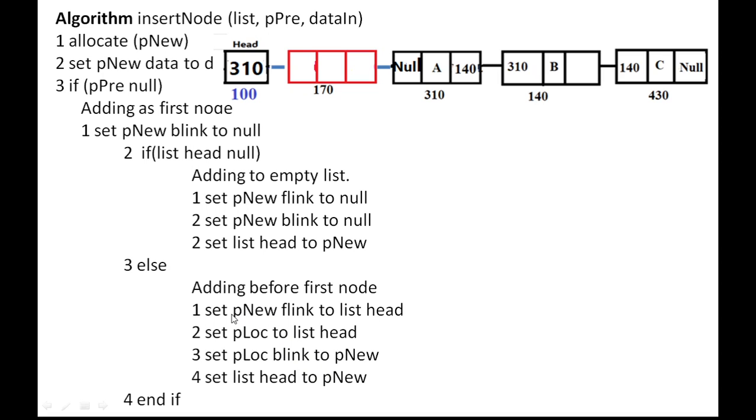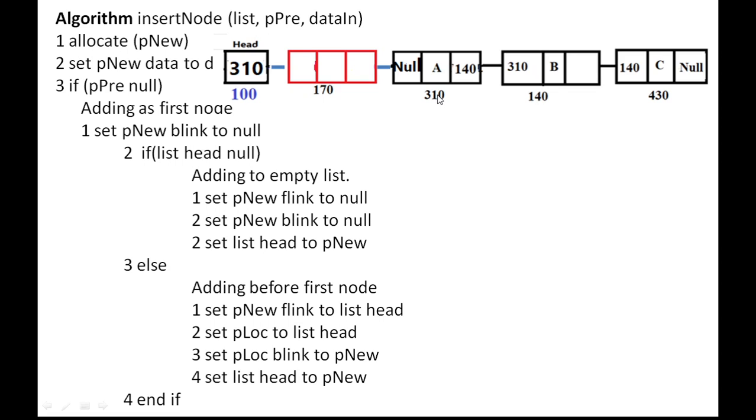Now just look at the else part. p new forward link to list head, which means this pointer is assigned the list head, 310. So 310 is copied into this position, and p location to list head. I am going to use another pointer because I want to modify this particular node also. It's not just about changing the pointers of the new node. I also have to adjust the address of the backward pointer of the next node. So I'm going to use p location to point to the next node, which is nothing but 310.